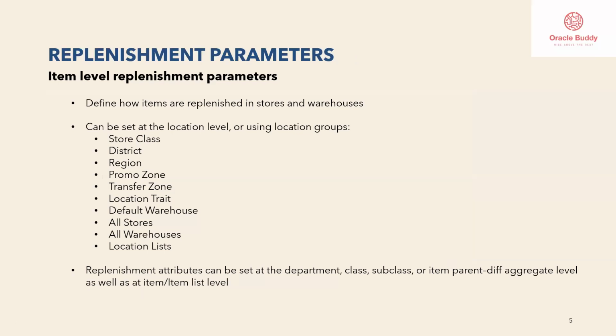So let's talk more about replenishment parameters. Item level replenishment parameters define how items are replenished in stores and warehouses, and can be set at the location level or using location groups. So store class, district, region, promo zone, transfer zone, location trade, default warehouse, all stores, all warehouses, location list. These are all the replenishment parameters. Replenishment attributes can be set at department, class, subclass, or item parent diff aggregate level, as well as item and item list level.